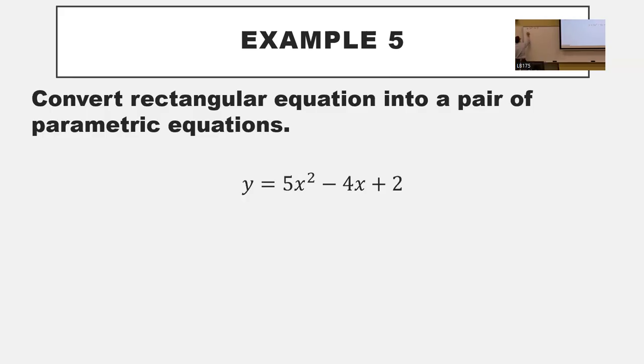And I want to convert this thing to parametric. Well, this one equation is already solved for y. I already have y equals. I have y equals a function of x.